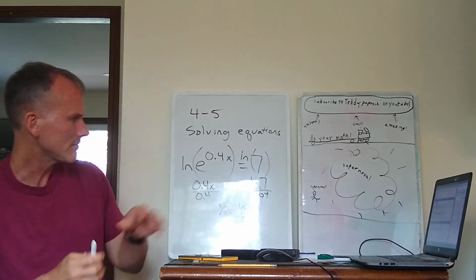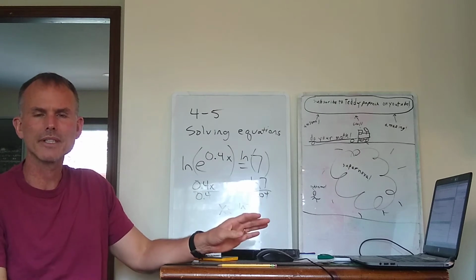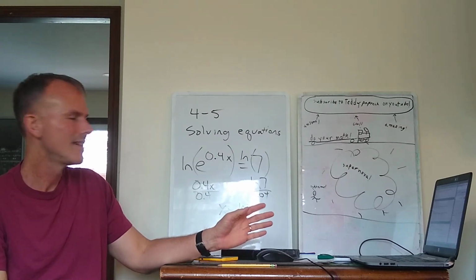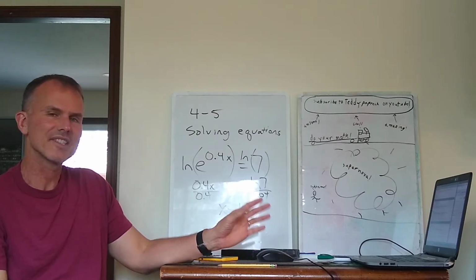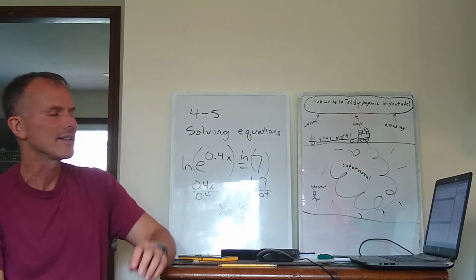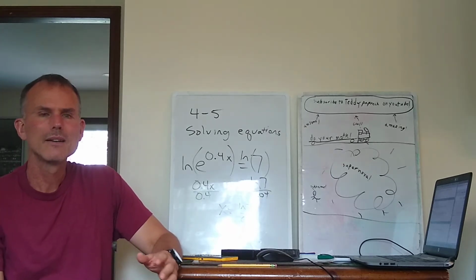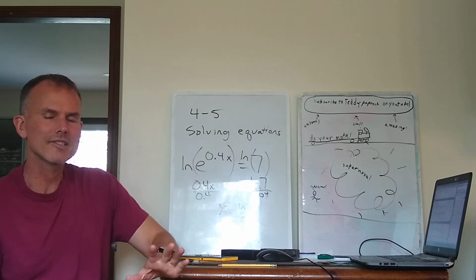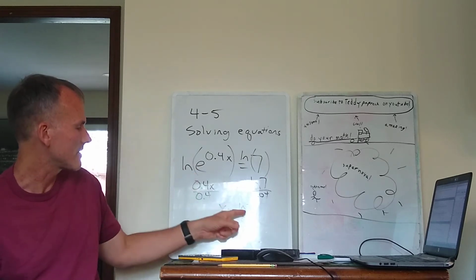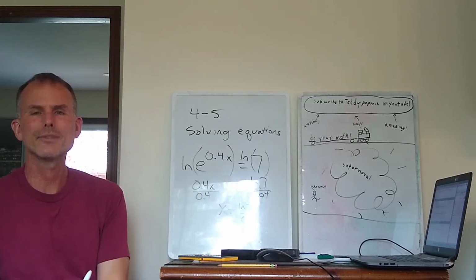Now, if you're on the assignment with me, you're going to notice that there are two answer boxes. The first answer box says find the exact solution in terms of logarithms. Well, this is the exact solution in terms of logarithms. There's no real way to improve on that solution.